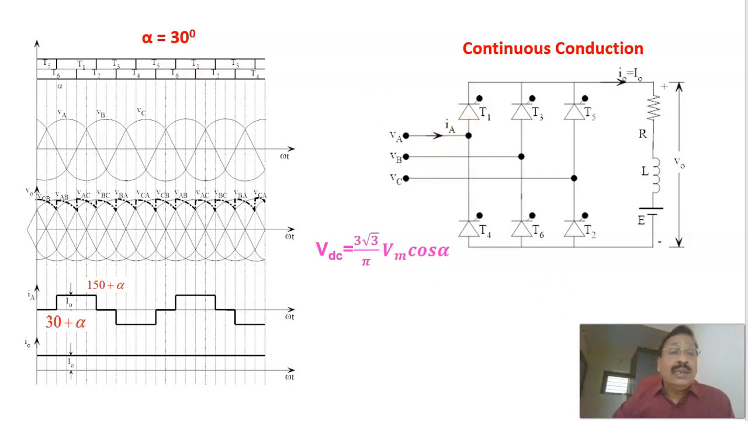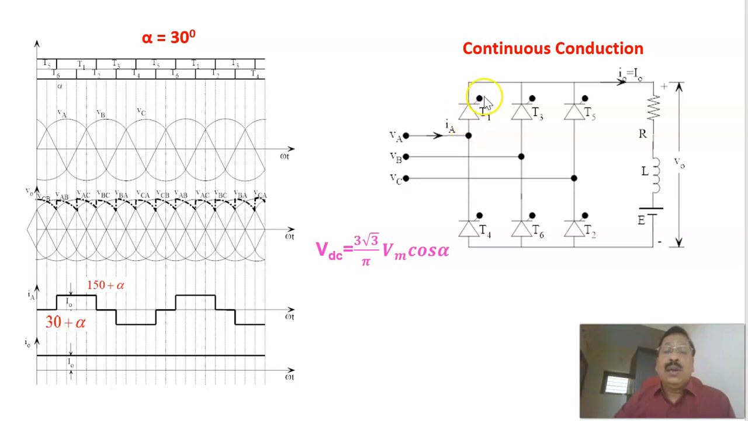Therefore, based on the SCR conducting from the positive group and the SCR conducting from the negative group, you will be getting the corresponding line voltage available across the load. The phase with the maximum positive voltage is the one whose corresponding thyristor will be conducting from the positive group. Similarly, in the negative group, the line which has the maximum negative voltage is the one that can conduct.